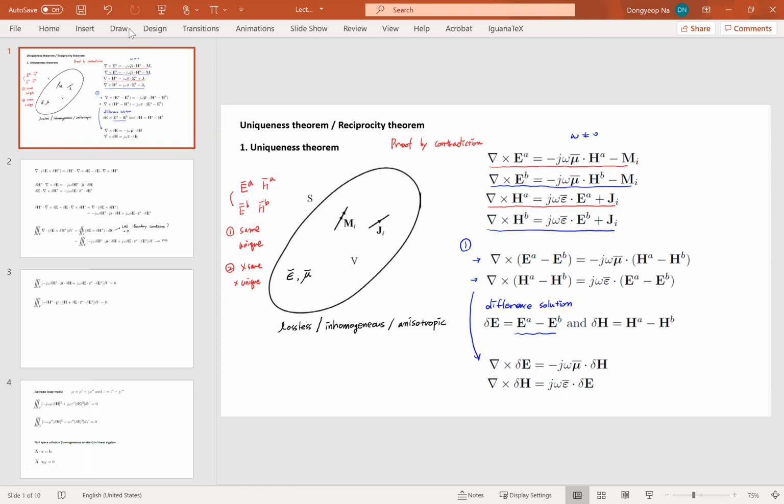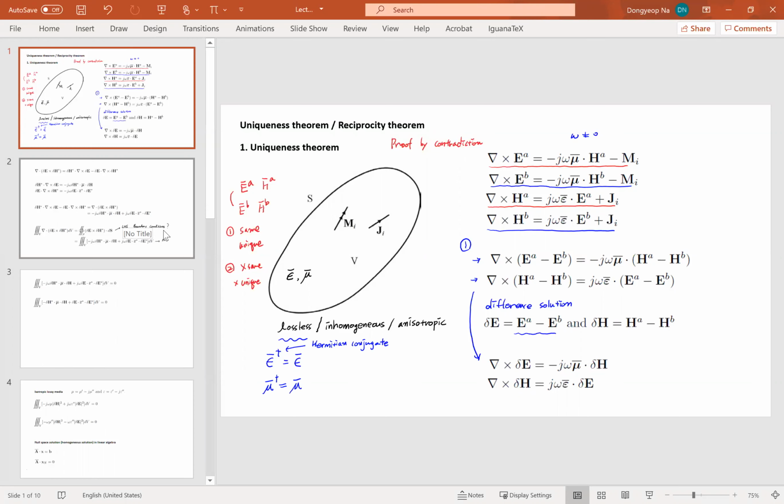By the way, we have already studied the condition for a lossless medium. The epsilon tensor should be a Hermitian matrix, so that this equality is satisfied. This dagger is the Hermitian conjugate. And mu should also be a Hermitian tensor. This is the lossless condition.